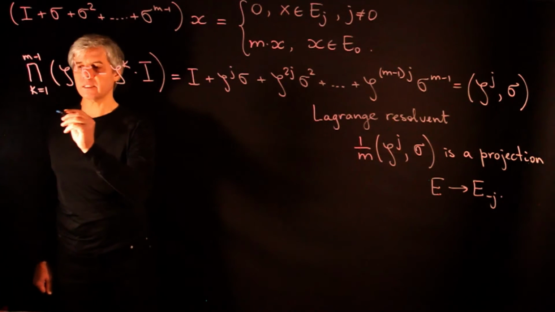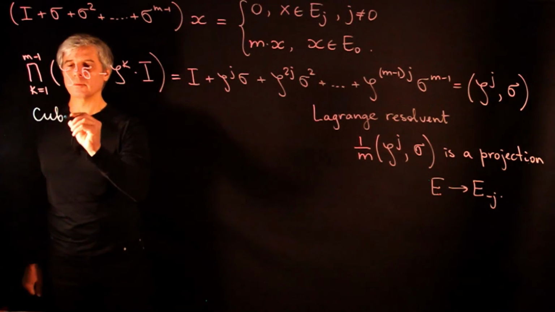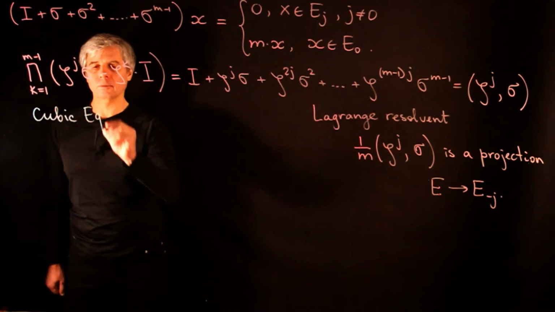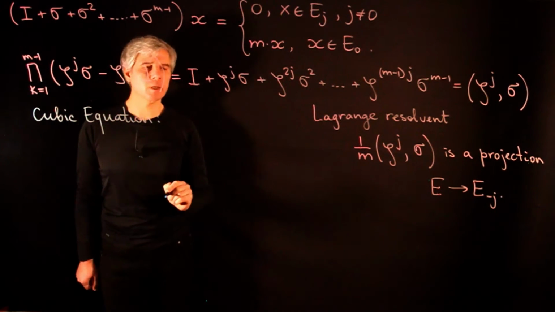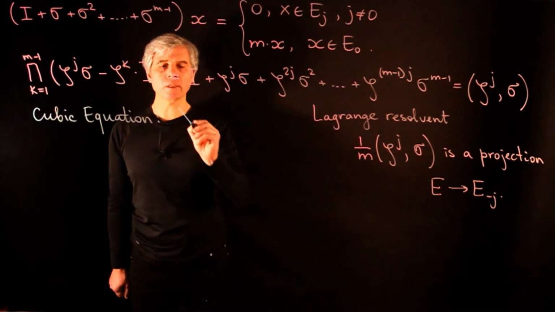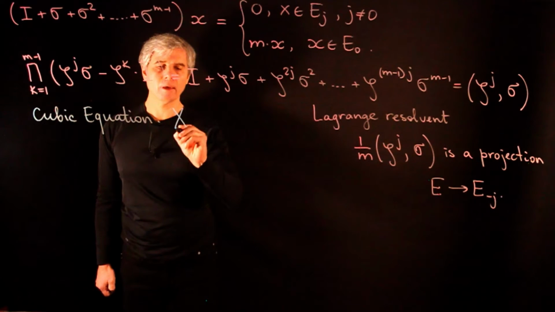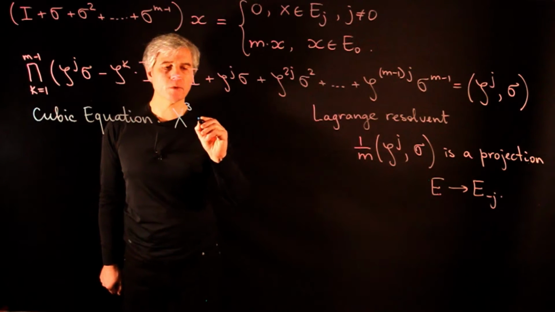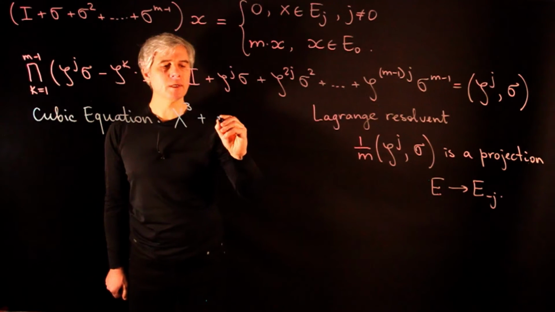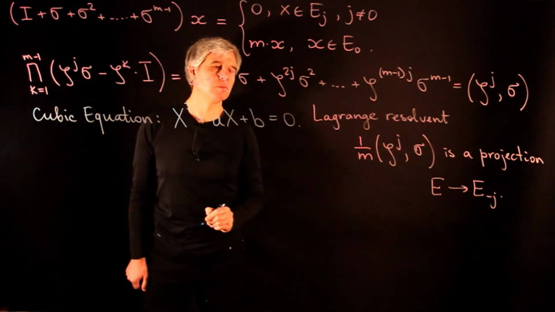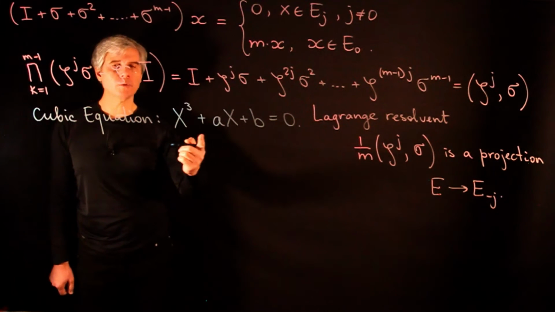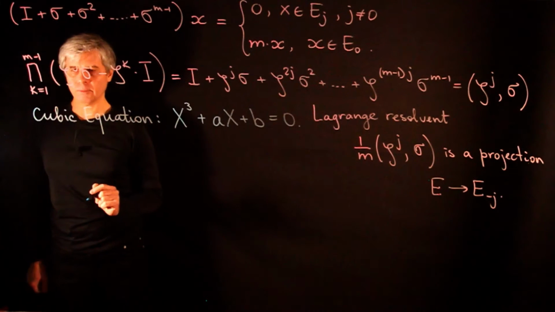Next, let us study the cubic equation. By a simple change of variables, a cubic equation may be written in a depressed form. That is, without the quadratic term. So we'll write x cubed plus ax plus b is equal to 0. Our goal is to find the roots of this equation.